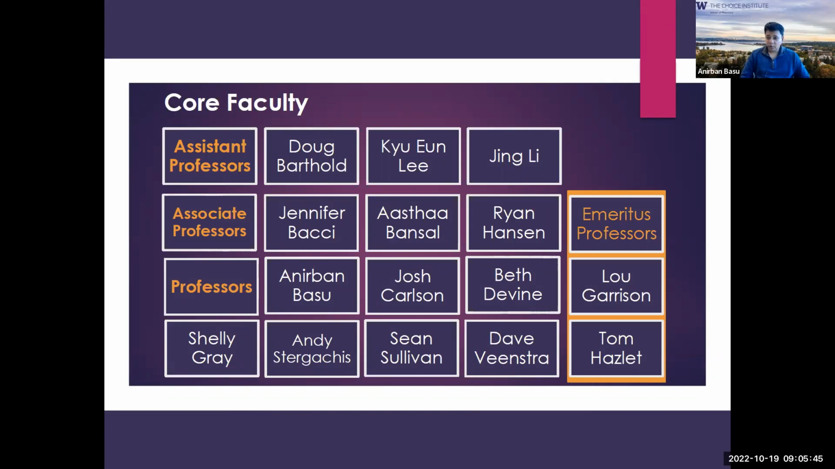Here is a list of our core faculty. As you can see, we are a very balanced group consisting of assistant professors all the way to professors. This year, we recruited 2 new assistant professors, Dr. Jing Lee, who's a health economist who came from Cornell, and Dr. Kyun Lee, who will be joining us soon, and she's a health decision scientist from Stanford and Pittsburgh. Next slide.